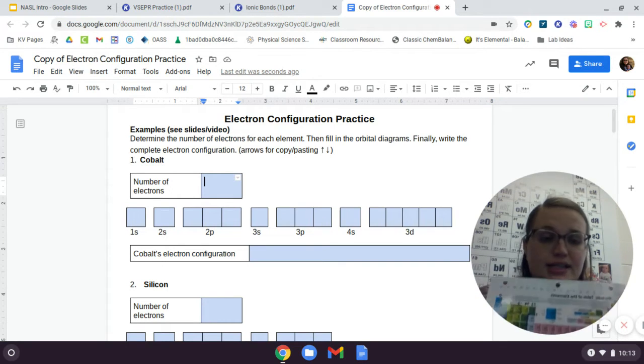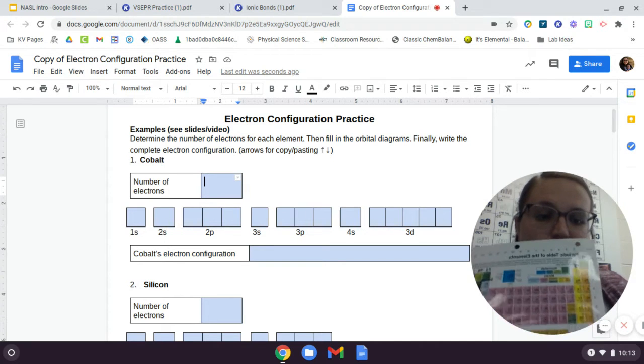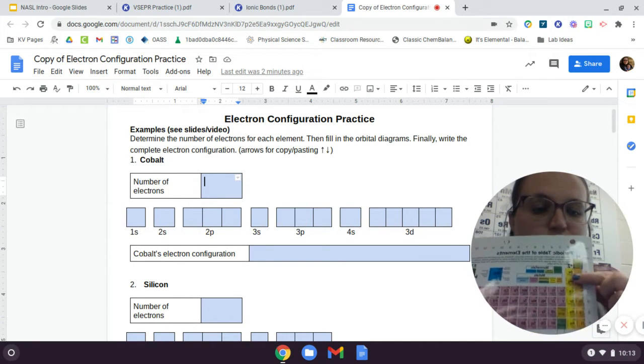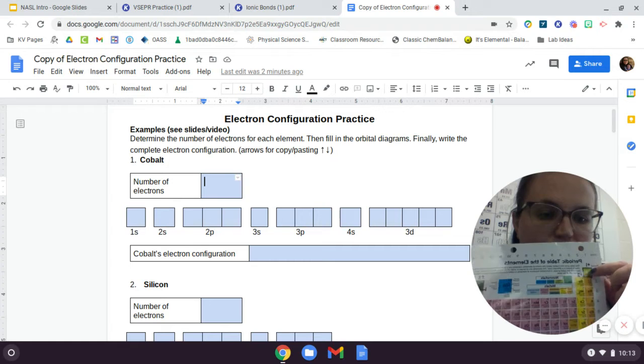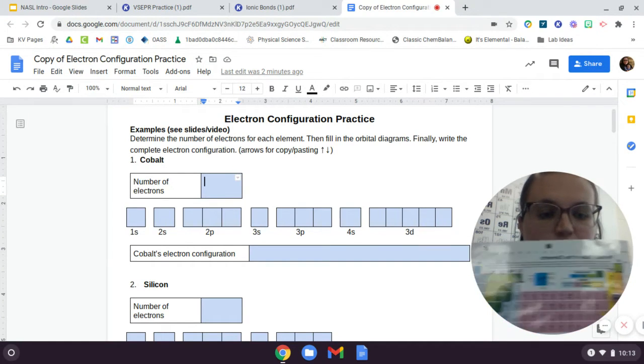So you need a periodic table to do this, and I know that this is backwards, but I'm still going to explain to you where your blocks are. So your S block is these first 2 rows, the one that starts with hydrogen and the one that starts with beryllium. And then helium is also part of your S block.